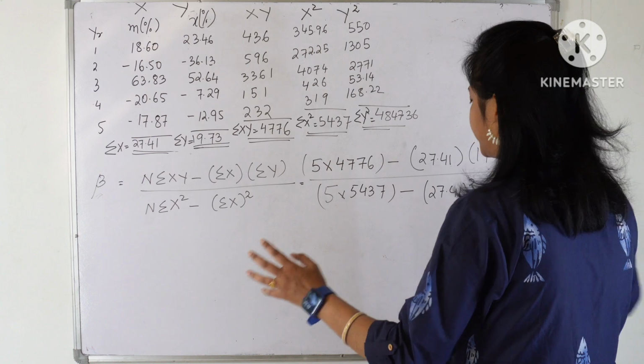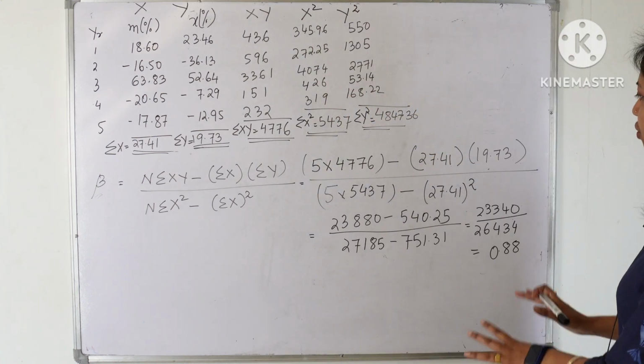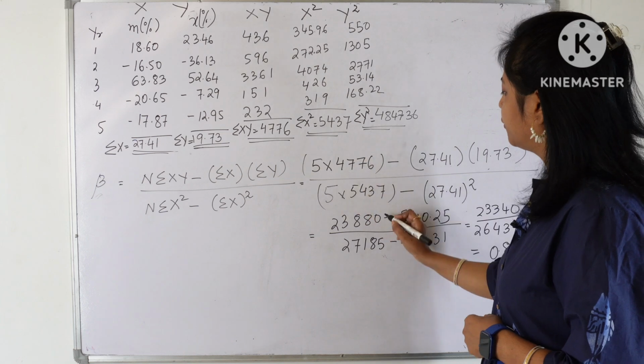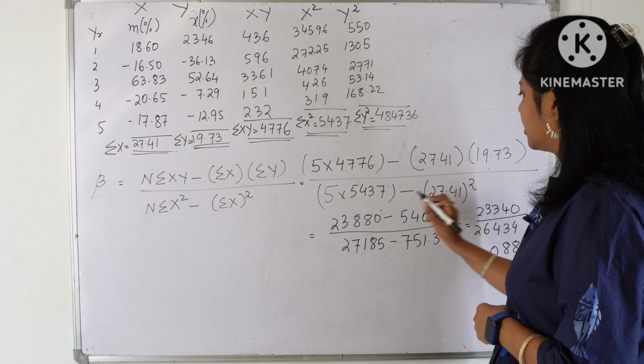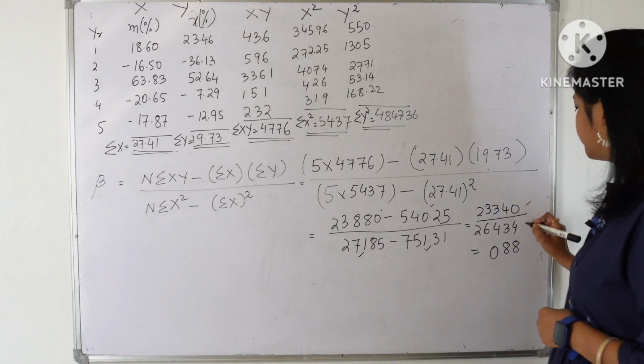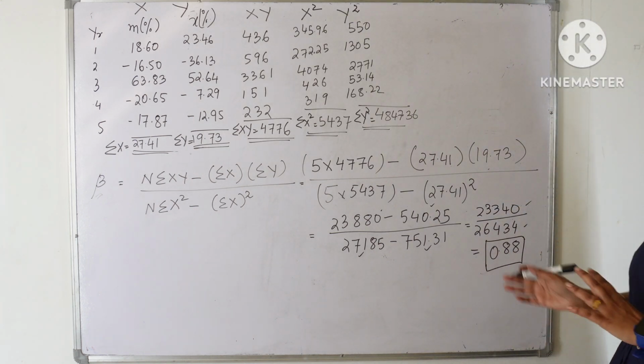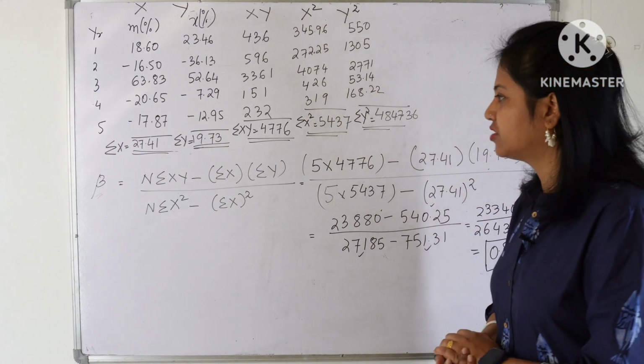If you simplify, then we will get the value of beta. Let me simplify. So you can see the product of this is written here. Product of this is written there. Product of this, product of this. When we simplify, we get this by this. So ultimately my beta is coming to 0.88, which is the same as we got under the covariance method.